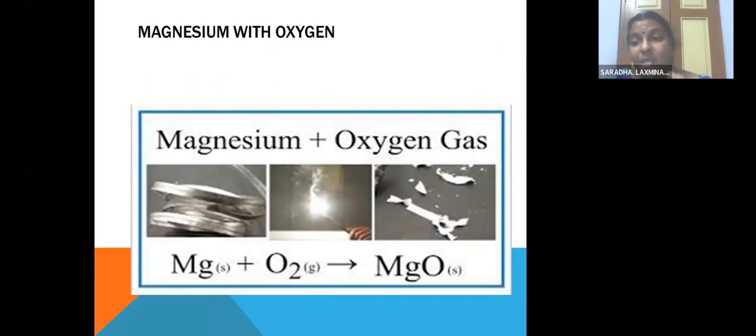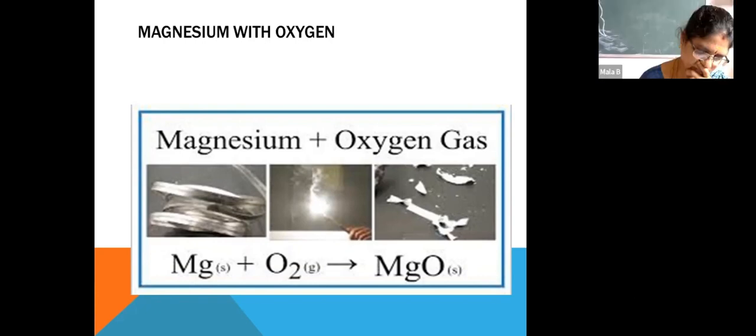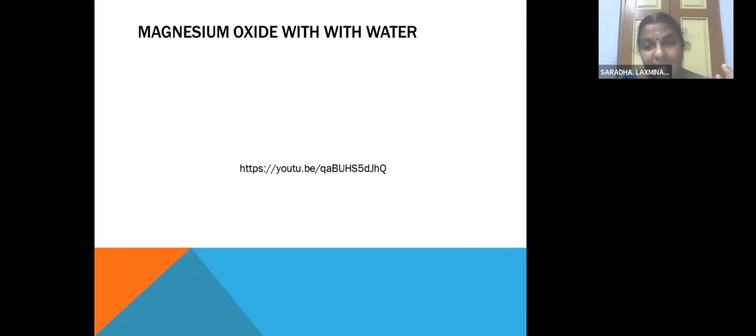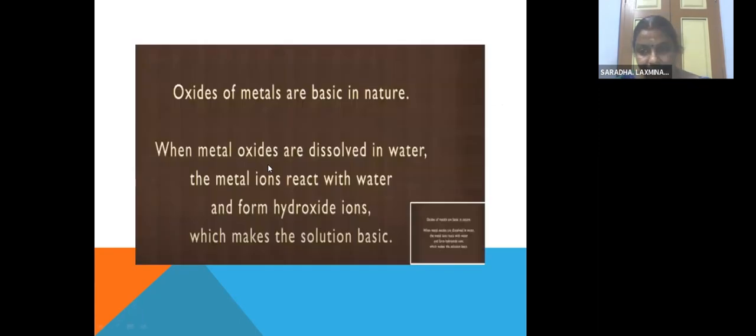And then it forms a white ash. Again, insist on the bright white flame. White ash is a characteristic of the burning of magnesium ribbon. Then you take this white ash and add water to it, and you get magnesium hydroxide, and then test with the red litmus paper. I'll show you this video before I end.